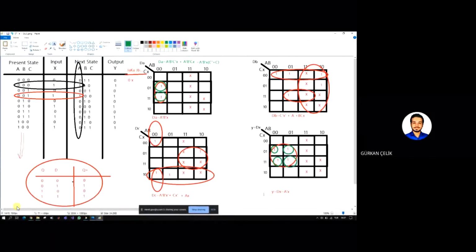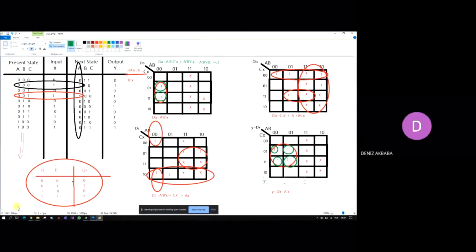Şimdi arkadaşlar bunu anlatalım. Y eşittir A'nın değili, B'nin değili, C'nin değili X. Bu birincisi. Devam ediyorum. Artı A'nın değili, B, C'nin değili, X. Artı A'nın değili, B'nin değili, C X.